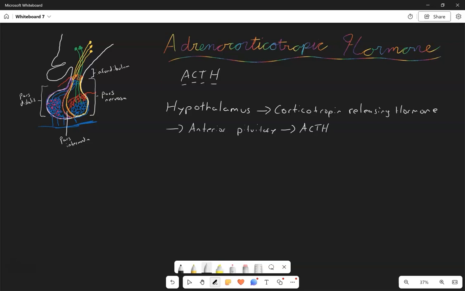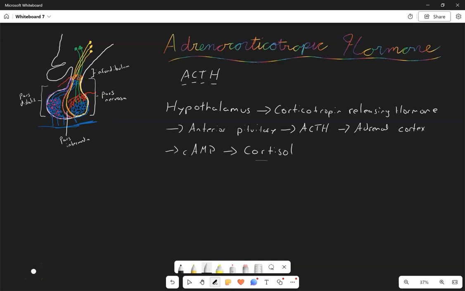Okay? And this adrenocorticotropic hormone is going to target cells of the adrenal cortex. Okay? And then through the cyclic AMP pathway, the adrenal cortex is going to release stress hormones such as cortisol. So the adrenocorticotropic hormone is a tropic hormone, which means it stimulates the release of other hormones, and that's going to be the release of the stress hormones from the adrenal cortex.